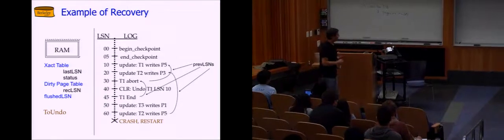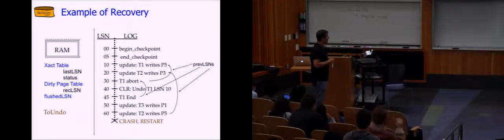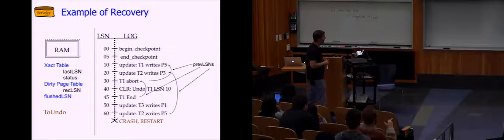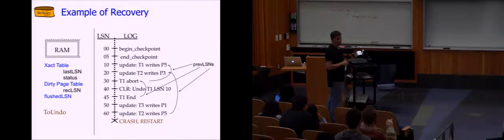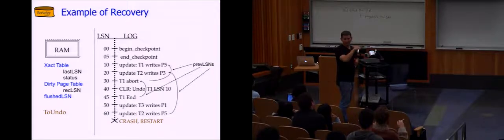At LSN 10, transaction 1 comes along and writes a log record that says, I have written page 5. And its prevLSN is null because it has not got any previous LSNs. The next thing that happens in the log is log sequence number 20. So I numbered these with gaps just in case I screwed up and I needed to stick any in between.